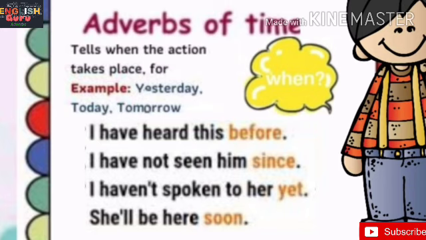Adverbs of time. Adverbs of time tell us when the action takes place. It answers the question when. Examples are yesterday, today, tomorrow. I have heard this before. I have not seen him since. I haven't spoken to her yet. She'll be here soon. The words before, since, yet, and soon tell us when the action took place. That is why they are called the adverbs of time.